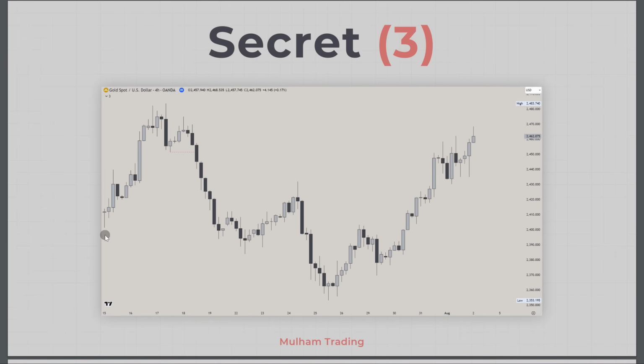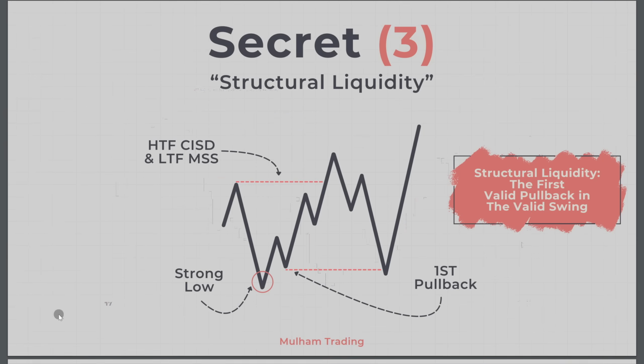And we're going to go over this example on TradingView and show you what happened exactly and why it happened. But before that, we need to identify what a structural liquidity is. Okay, so imagine we have identified a strong low, which is by sweeping liquidity and then breaking structure. That's either a higher time frame CISD or lower time frame market structure shift. It's all the same thing, just depending on what time frame you're using. Now we have identified the strong low.